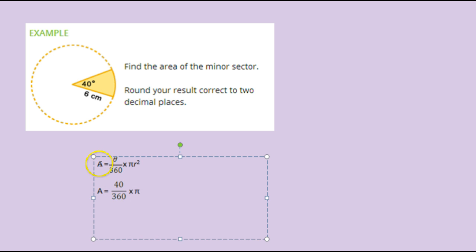So first step with all of these questions is to write out the formula. Then I'm going to replace theta with 40, so here you can see I've put 40 down, divided by 360 times pi times the radius, which is 6 squared. I plug that into my calculator and A is equal to 12.57 centimeters squared. So the whole area of this section here is 12.57 centimeters squared.